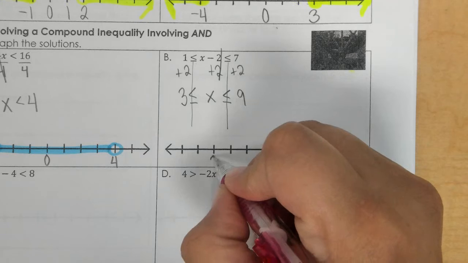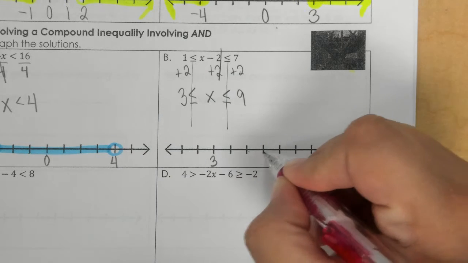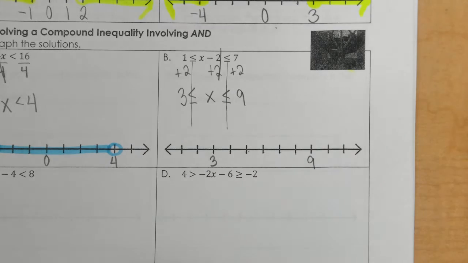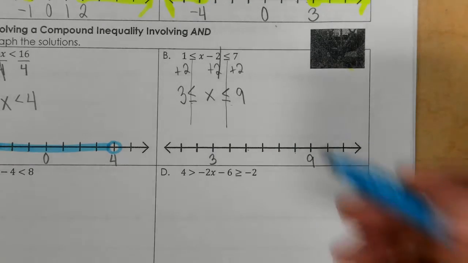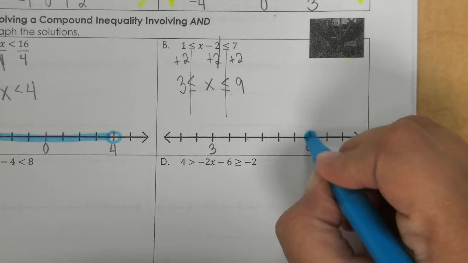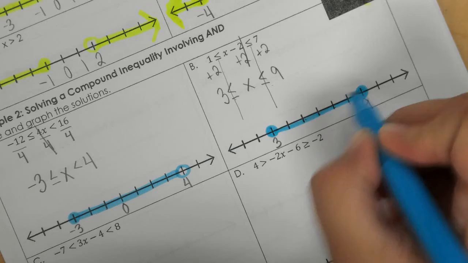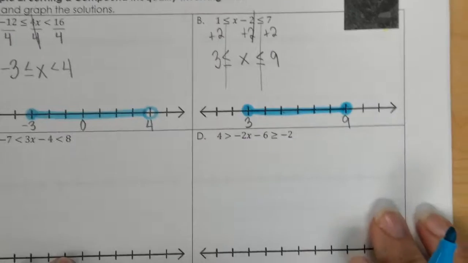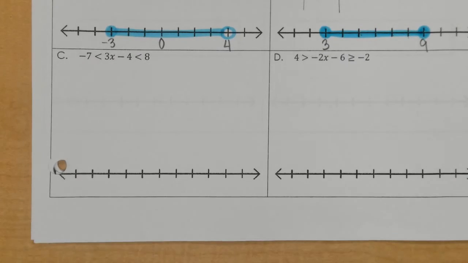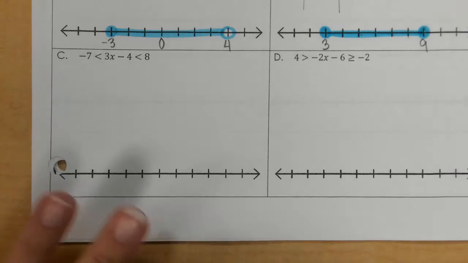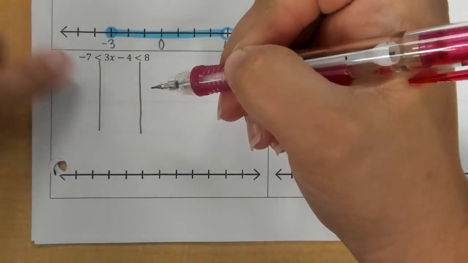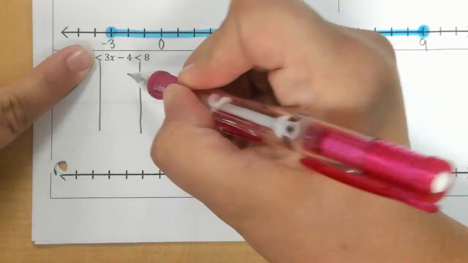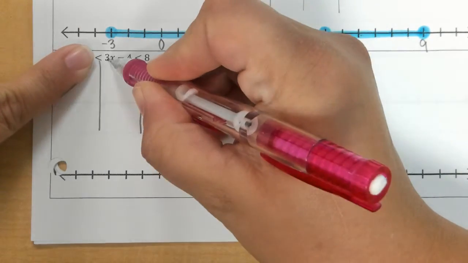So on my number line to have 3 to 9. And in this case, they both have the equal to part, so they both have closed circles. And again, this is and, so they are connected. Okay. Then we have 2 more. So for letter C, okay, again, if I had this much of the problem, I would add 4 and then divide by 3.